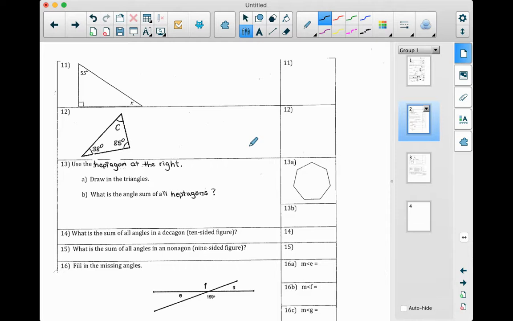All right, let's look at number 11. So 11, I have this right angle here.